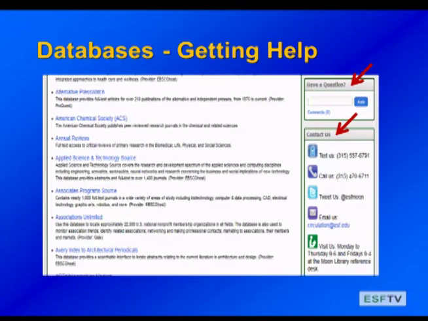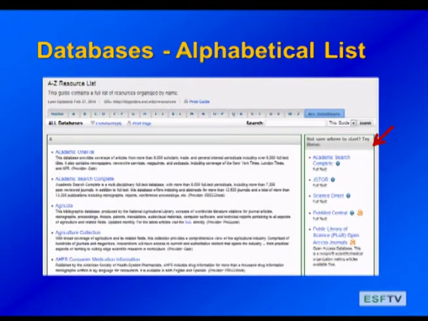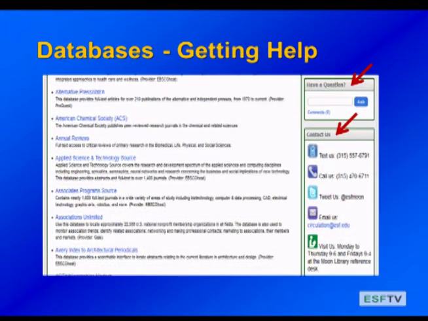So again, from that initial page, we'll go back. You can browse alphabetically, looking at the names and the descriptions. You can go to one of the databases that we're suggesting as starting points, or you could take a moment and you can contact us. Again, we have a number of ways that you can contact the librarians at Moon Library.